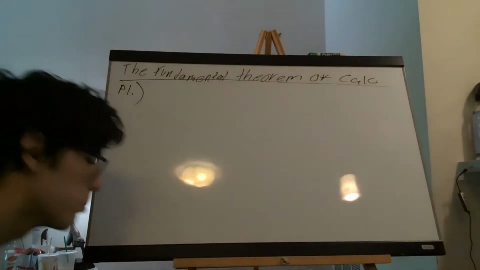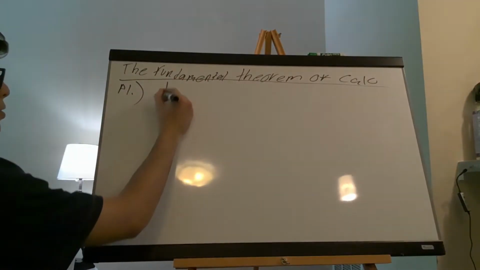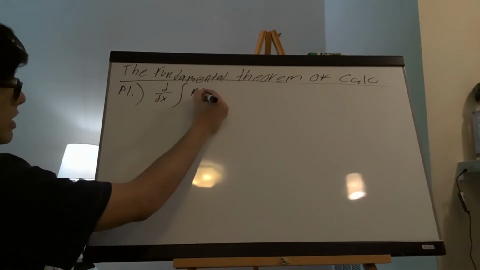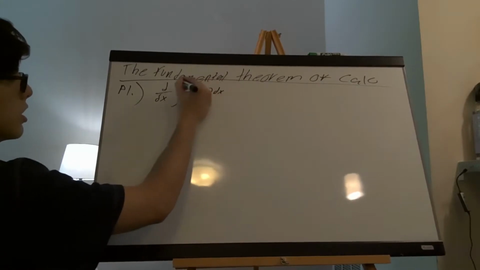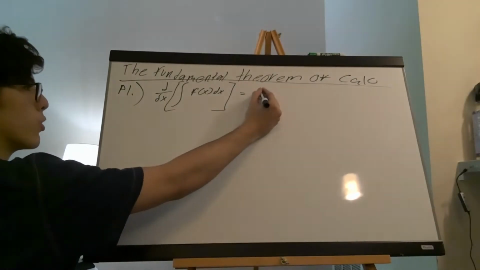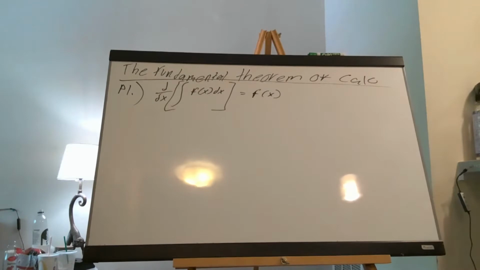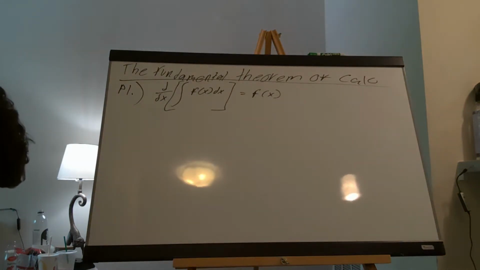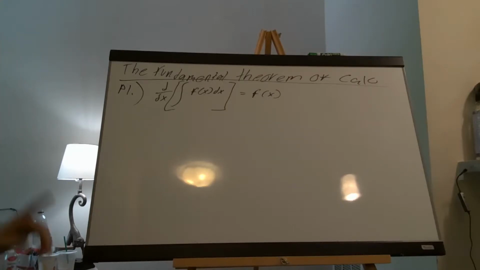Okay, cool. So fundamental theorem of calculus part one, right? If we take the derivative of the integral of f of x dx, all this is saying is that this is equal to f of x. Oh, snap. Okay, ready for the next part?